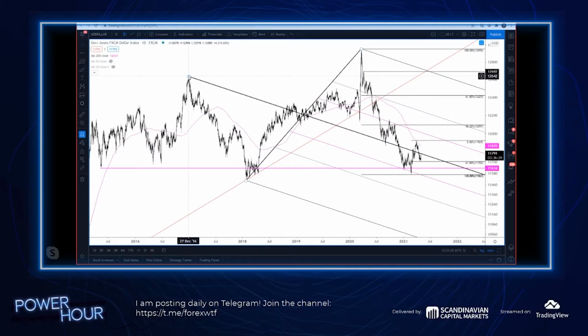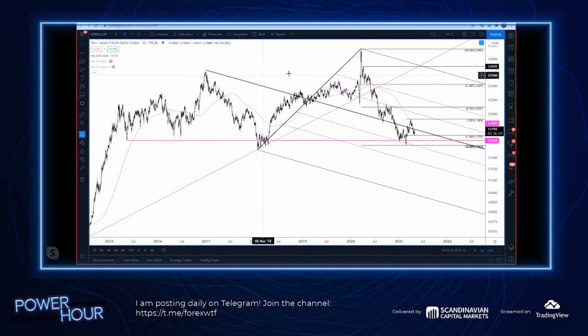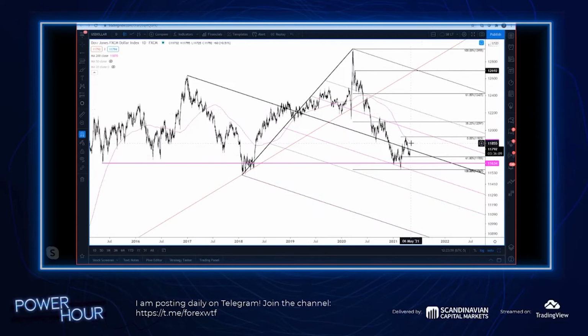Look at this structure in US dollar, right? This is a pitchfork. You're referring to the median line here. And this is clearly a downtrend. This is a bearish structure. It is pointing to the lower right. So again, that's down. So the trend here is down. However, we are right now, this is actually a good example. We are testing the median line as we speak.